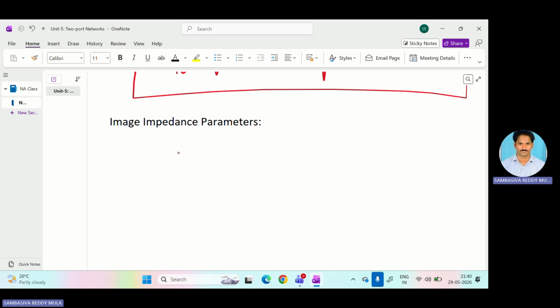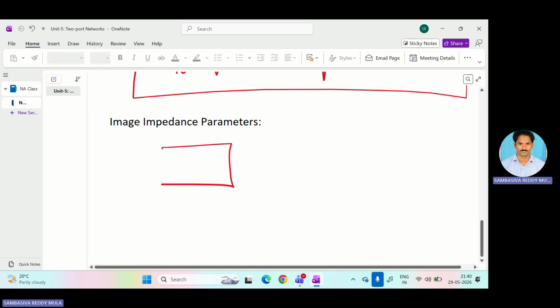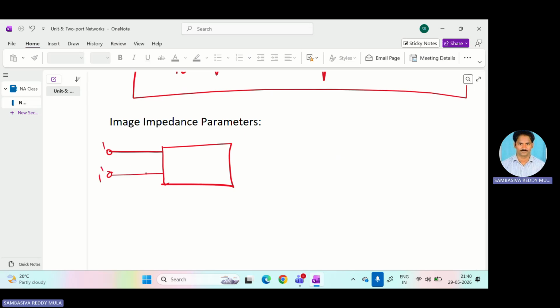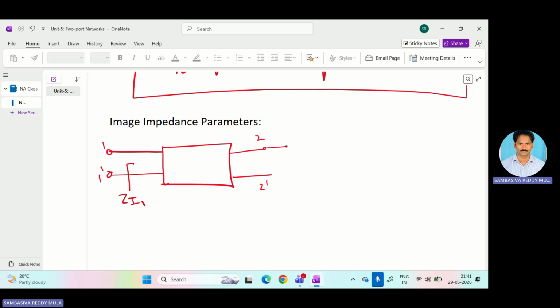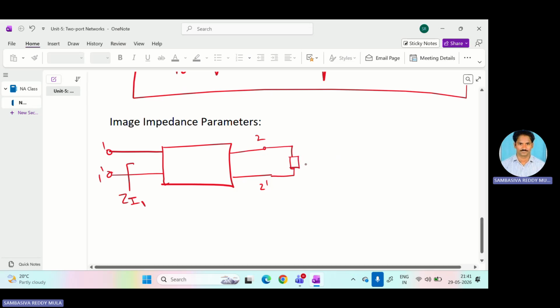So if you consider a general two-port network, this is a very simple definition. No need to confuse. So if this is one pair of terminals, if this impedance is Zi1, when the other terminals are terminated with the impedance Zi2, this pair of impedances is called image impedances.